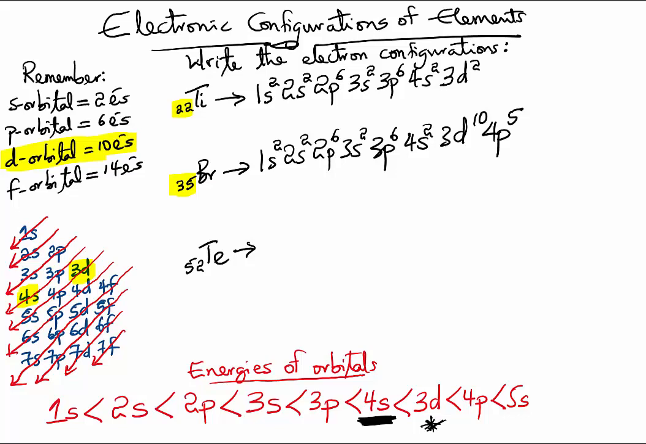Let us add up all the electrons. We have 10 electrons here, another 10 electrons, another 10 electrons, making 30, and then 35.